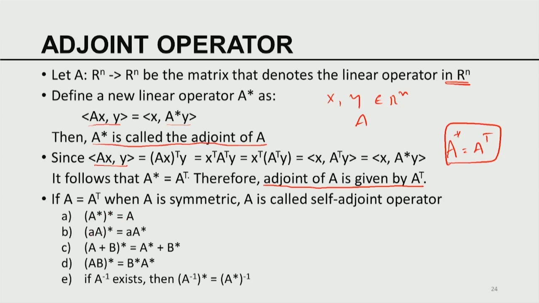The adjoint of a scalar multiple is the scalar times the adjoint of A. The adjoint of a sum is the sum of the adjoints. The adjoint of a product is the product of the adjoints taken in reverse order. If A inverse exists, the adjoint of A inverse is the inverse of the adjoint. These are very fundamental properties of adjoint with respect to other operations. So how adjoint behaves with respect to adjoint, scalar multiplication, matrix addition, matrix product and inverse. The interaction of these different operations is the topic of discussion here, the notion of an adjoint operator and its close relation to transpose.